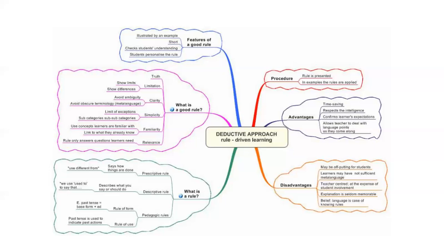So let's talk about the disadvantages. Disadvantages would be maybe off-putting for students. Learners may not have sufficient metalanguage. It is teacher-centered, at the expense of student involvement. Explanation is seldom memorable. Belief that language learning is a case of knowing the rules. This is important, everyone. One of the disadvantages of the deductive approach is that starting the lesson with grammar presentation may be off-putting for some students, especially younger ones.